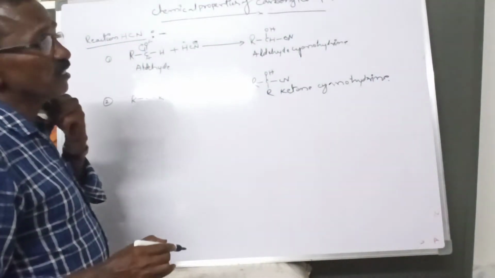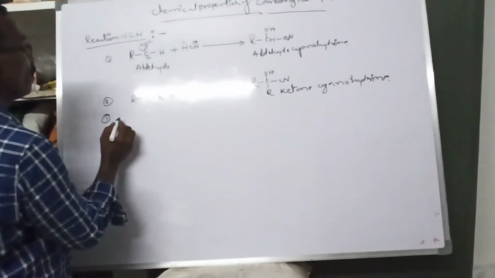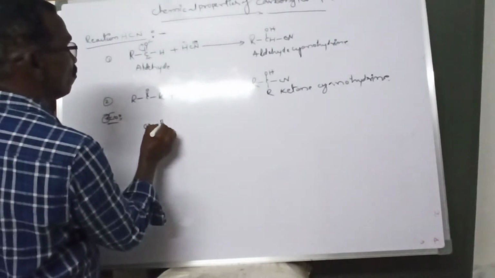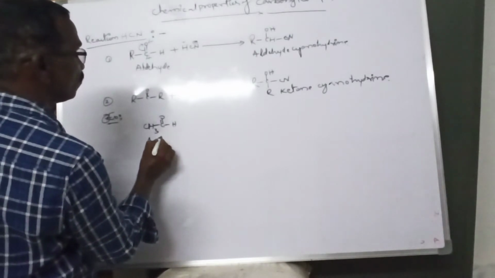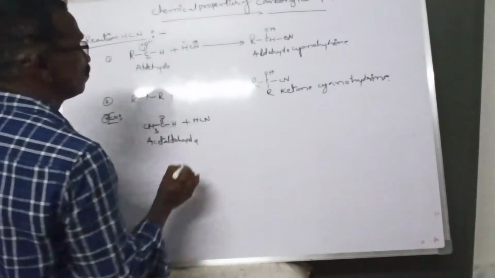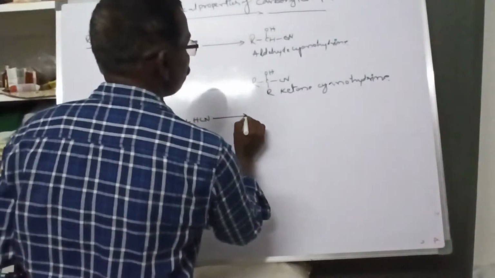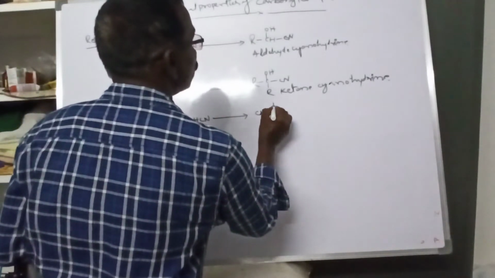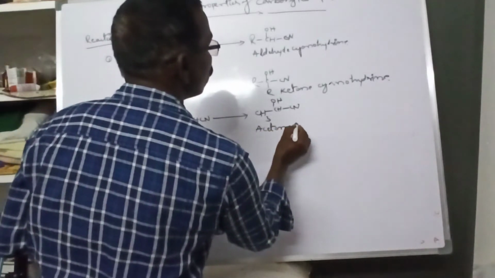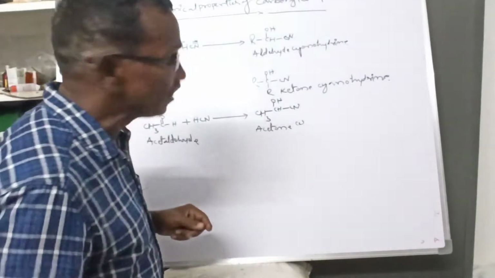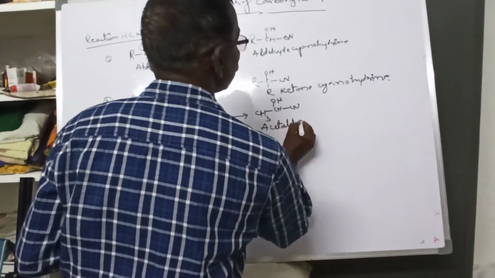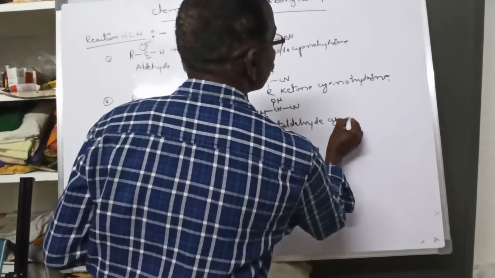If you take examples of this type of reaction, the first example is acetaldehyde, CH3 C double bond O H. On addition with HCN, acetaldehyde cyanohydrin is formed, that is CH3 CH OH with CN. Sorry, it is acetaldehyde cyanohydrin, not acetone cyanohydrin.